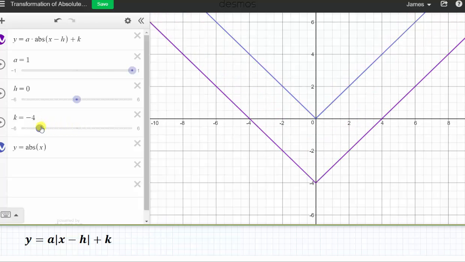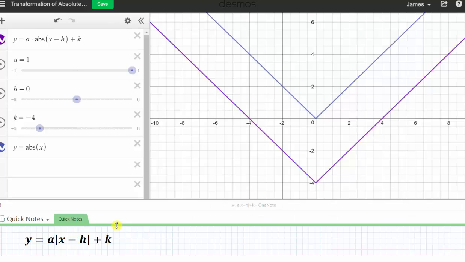So here, where k is equal to negative 4, because we have addition here, we normally don't write plus negative 4, we normally just write minus 4. And we know a is 1 and h is 0, and therefore the equation of this purple graph is y equals the absolute value of x and then minus 4.